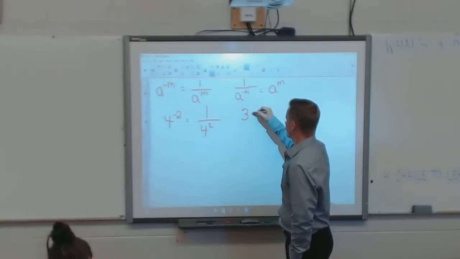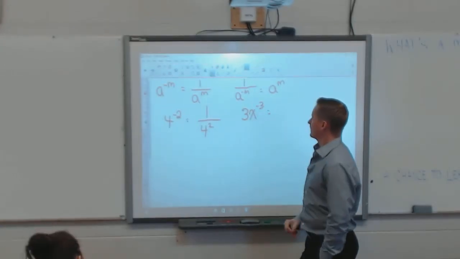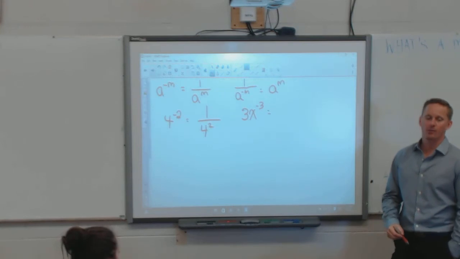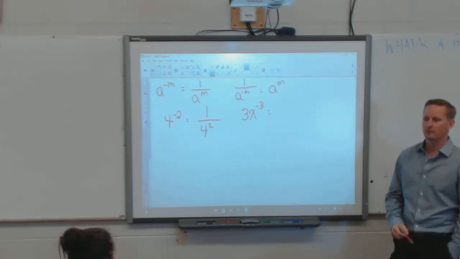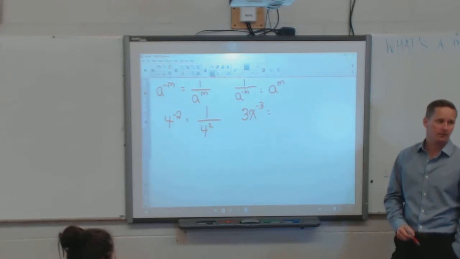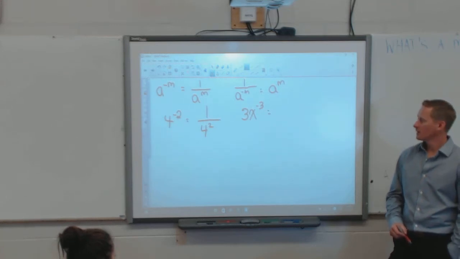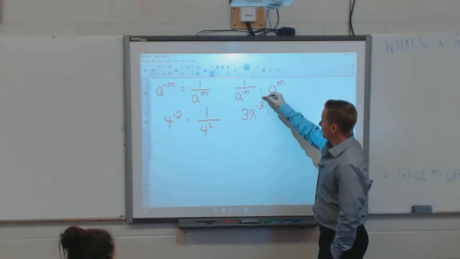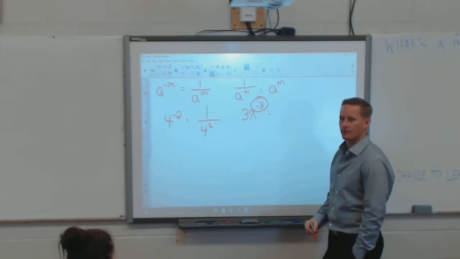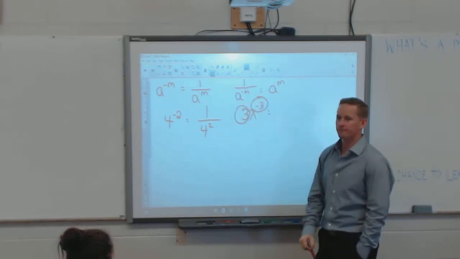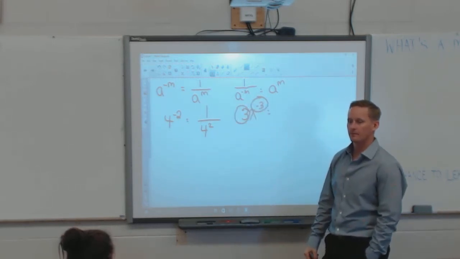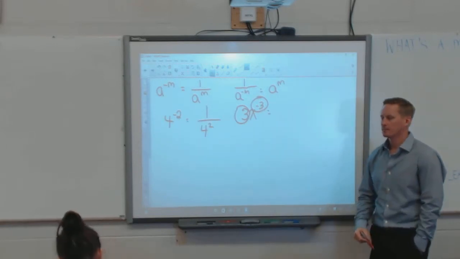Okay, so what about this? How do I write that so that I have the exponent as positive? And that's 1 over 3x. They're already positive. One of them is and one of them isn't. Good point, Marshall. 1 over 3x. Okay? Does that guy affect this guy? That's my question. No. Does it?